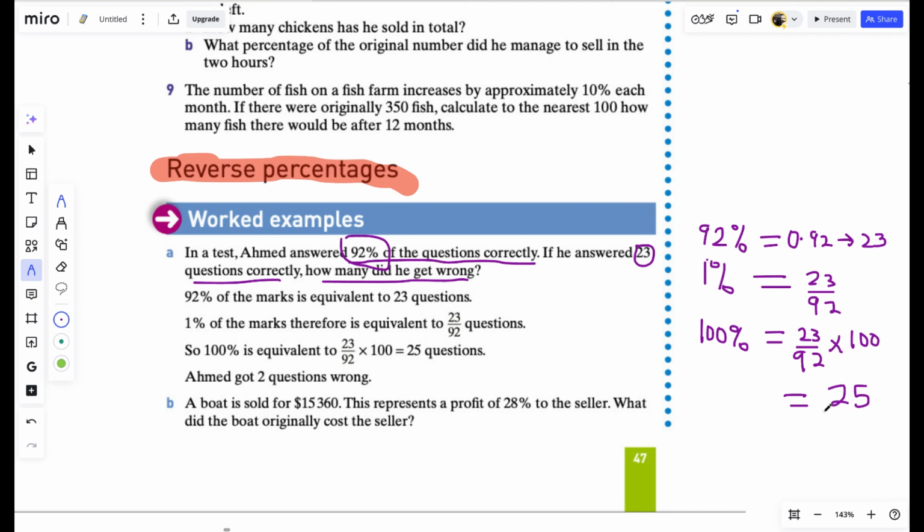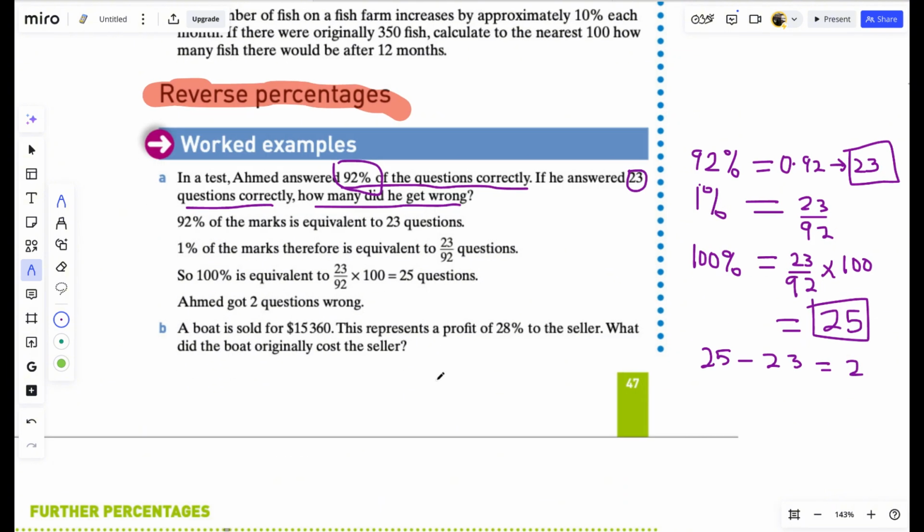He's a brilliant guy. Super good. A star. He got a star. So that's it. Meaning he got 2 questions wrong, because they may ask you how many questions did you get wrong. If you got 23 correct out of 25 questions, how many did you get wrong? You say 25 minus 23, which, assuming all questions carry equal marks, leads to 2 questions that he got wrong. Okay, that's for that question.